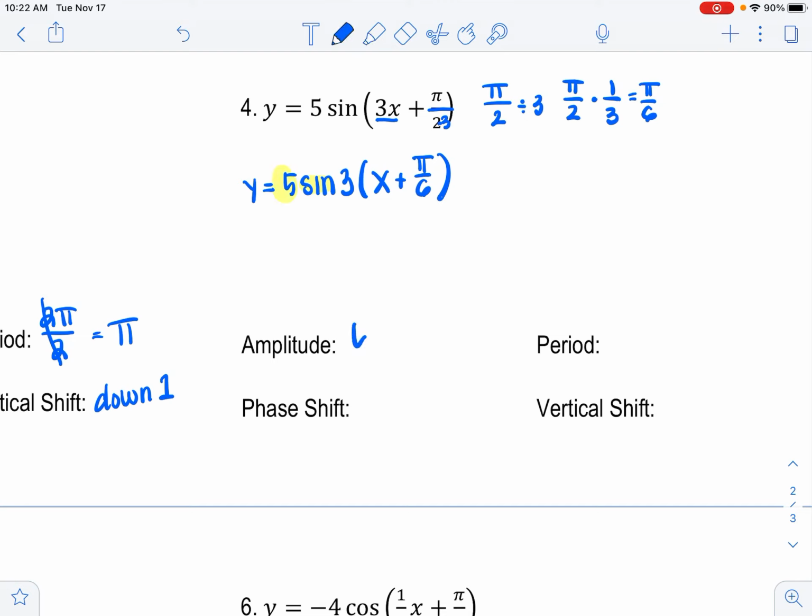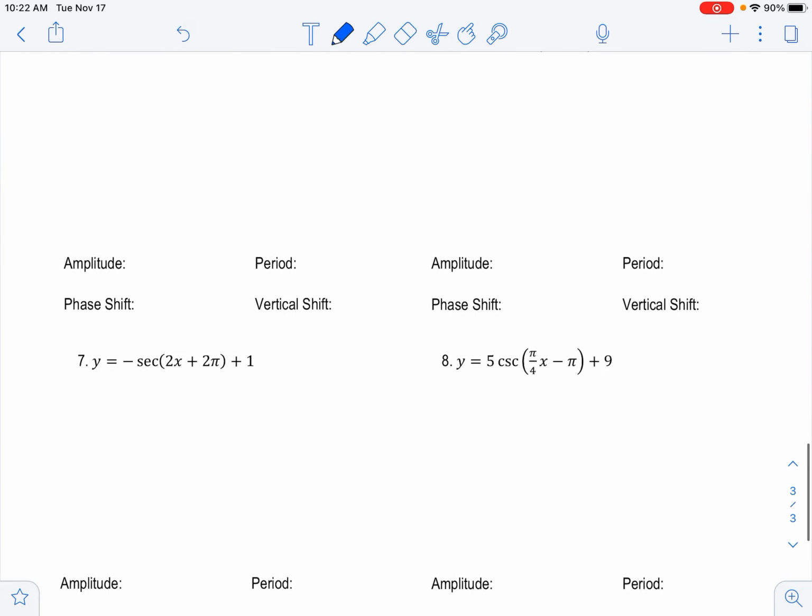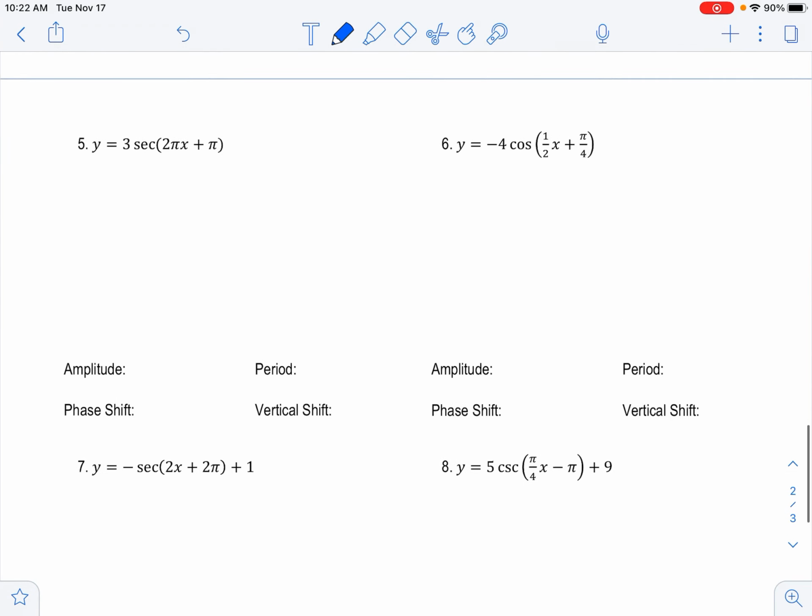Okay, amplitude. This is sine, so it does have an amplitude of 5. Phase shift. This is left, pi over 6. Vertical shift. There's nothing here, so there is no vertical shift. None, or you can put not applicable. Period. 2 pi divided by b. b is 3, so 2 pi over 3. 2 pi over 3 is not simplifiable, so that's it.